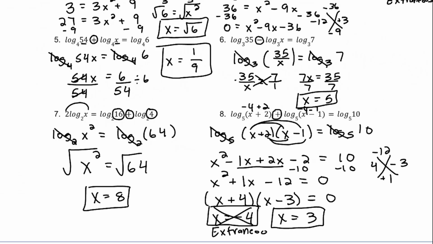So that's solving if there's logs on both sides. You combine all the logs on one side if there are more than one. If there's logs on both sides, you can cancel them out, set the insides equal, and then you have to do all the rest. Solving algebra, fun stuff.